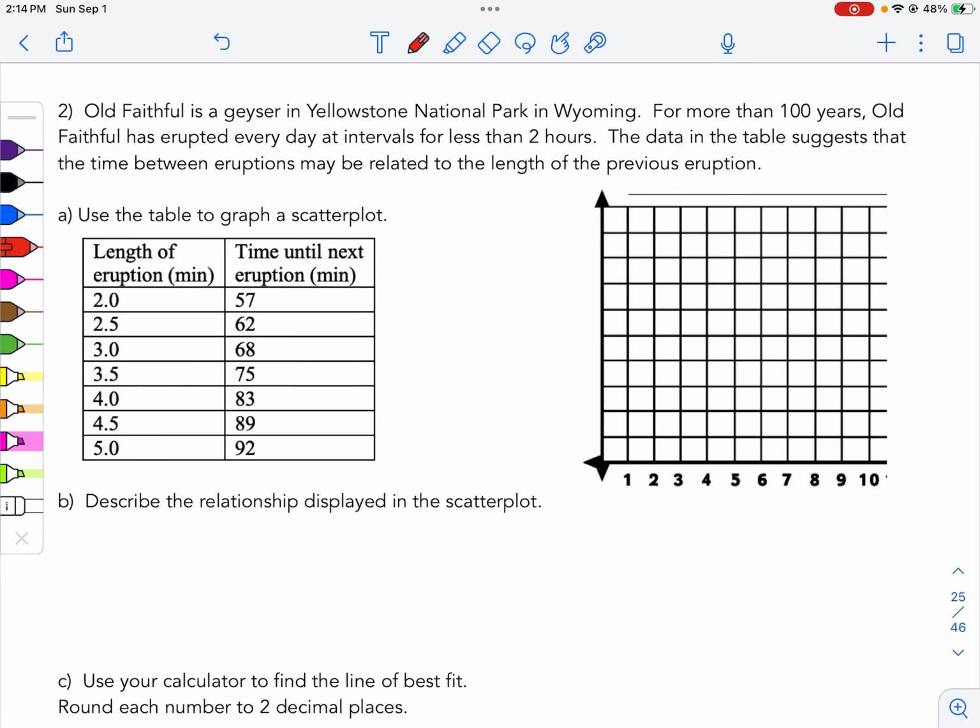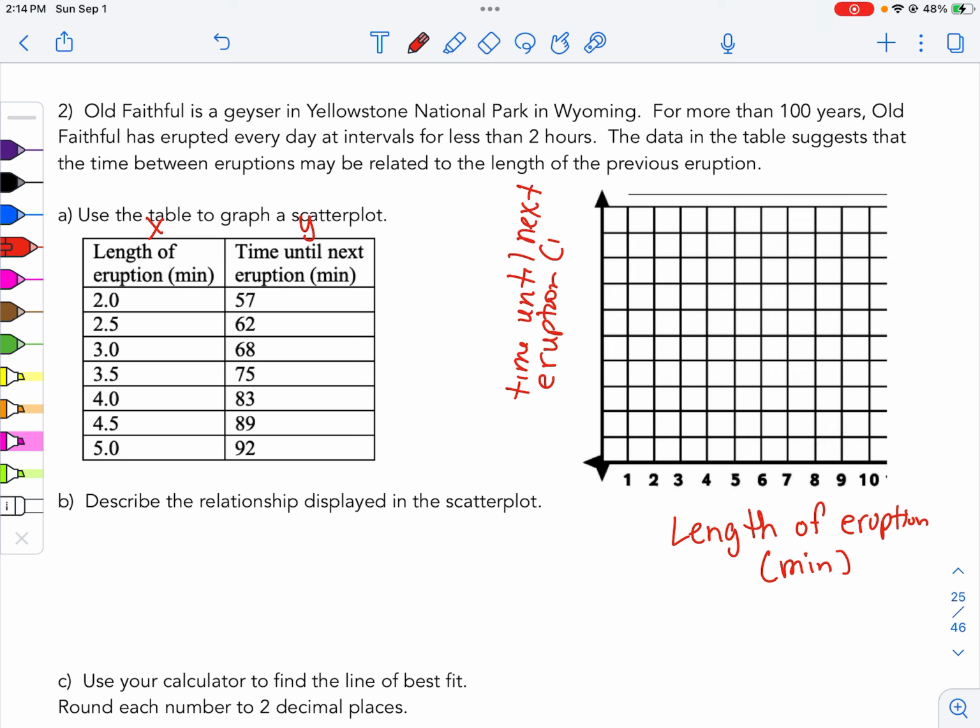All right, so our x values right here are going to be the length, and the y values are going to be the time. So we can label our graph right away. We can say the length of eruption, and that's in minutes. Okay, and then the y-axis is going to be the time until the next eruption. And that's going to be in minutes as well. Now, notice that we didn't get any y values put on there. Okay, so we've got to do that ourselves.